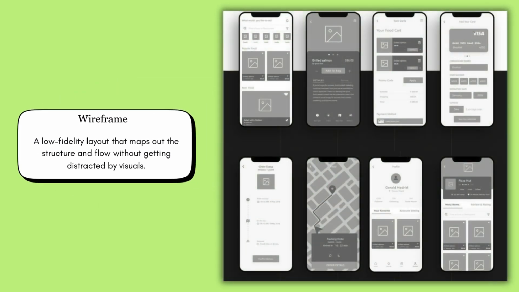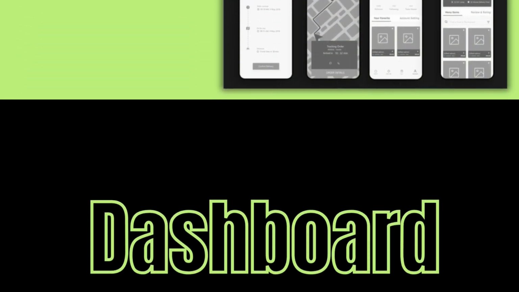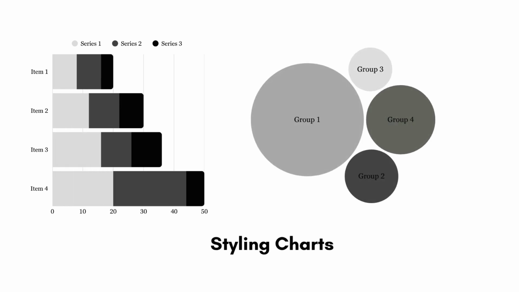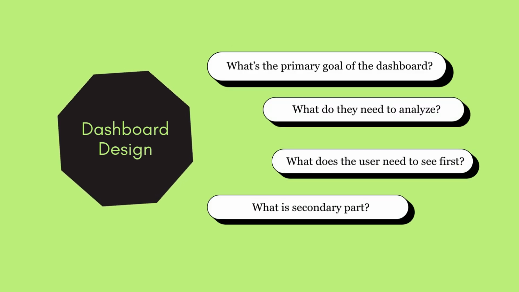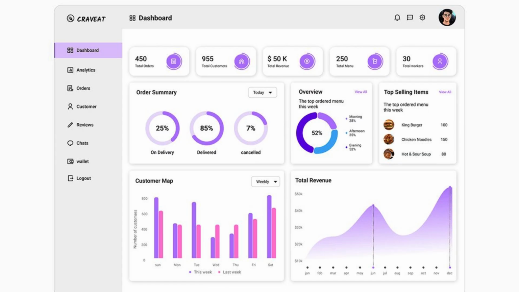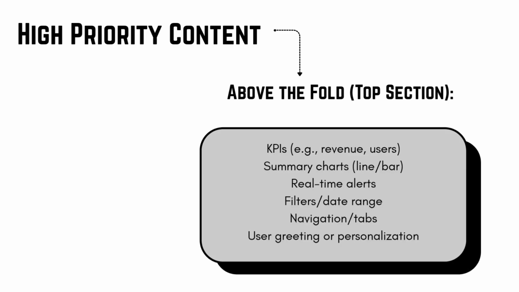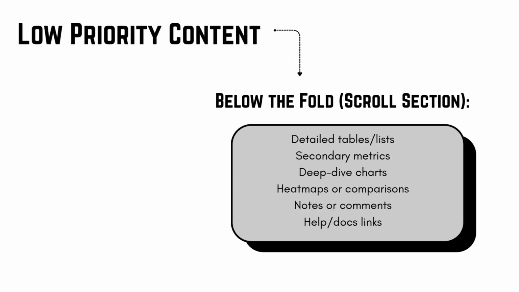Let's say you are designing a dashboard. Don't start by picking colors or styling charts. That comes later. Start by asking what's the primary goal of this dashboard? What does the user need to see first? What do they need to analyze? And what would be the secondary part? Also consider what should appear above the fold and what the user can scroll later. This helps prioritize content based on importance and not aesthetics.